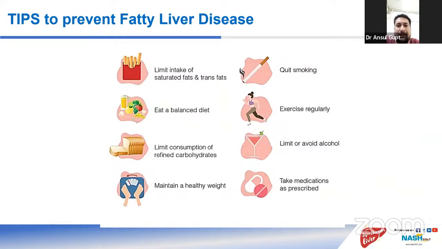Same thing. This is nothing but tips to prevent fatty liver disease. This is a repeat slide, repeated again and again so that you can understand. The main thing is not drugs. The main thing is your lifestyle. So you should quit smoking, exercise regularly, limit your alcohol intake, take medications as prescribed, maintain a healthy weight, and limit consumption of refined carbohydrates. Have a balanced diet and limit intake of saturated fats. Next slide, please.